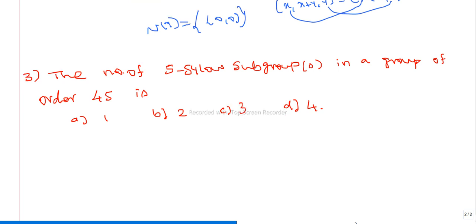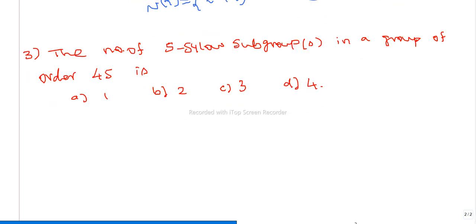We know that by Sylow's third theorem, the number of 5 Sylow subgroups is of the form 1 plus 5k. We have to specifically find the value of k. If you know k, substitute here, we will get the answer. Actually you can easily guess the answer now. The answer should be a multiple of 5 plus 1. Anyway, the number of 5 Sylow subgroups is of the form 1 plus 5k for some k.